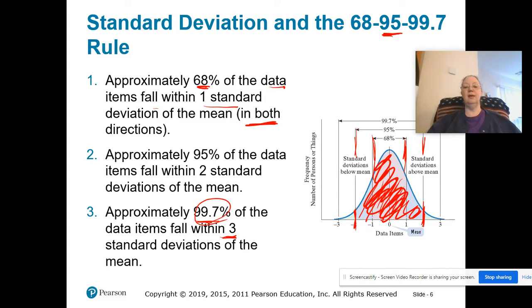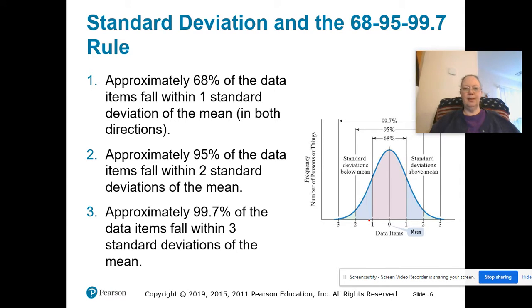Basically what this is saying is that you are a pretty rare item if you are more than 3 standard deviations away from the mean. It just doesn't happen very much. 0.3% would fall outside of 3 standard deviations. Okay, all right, so let's clean that up a little bit.